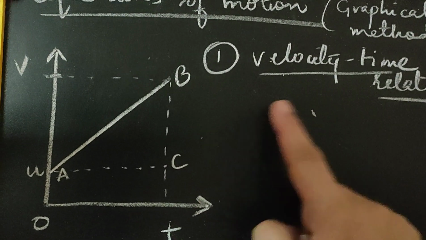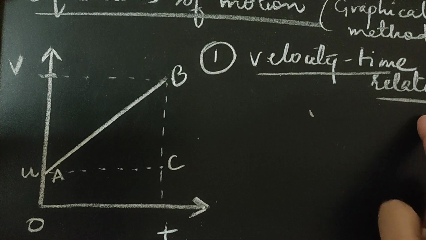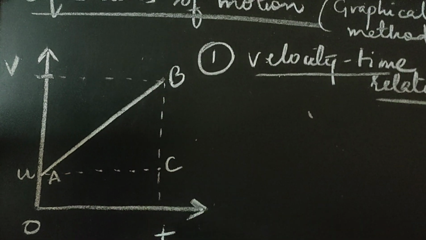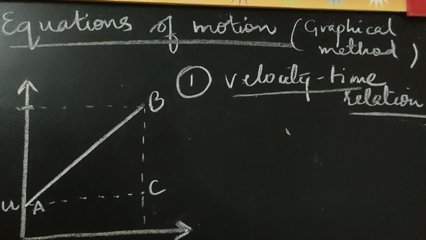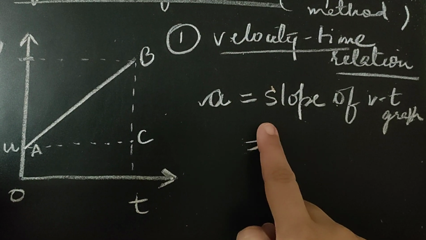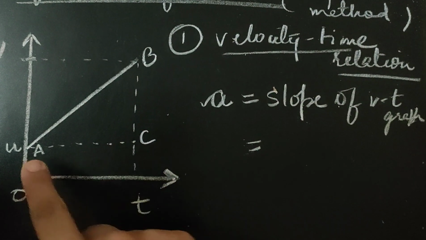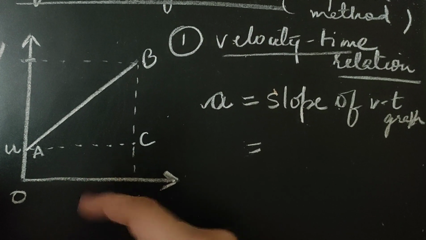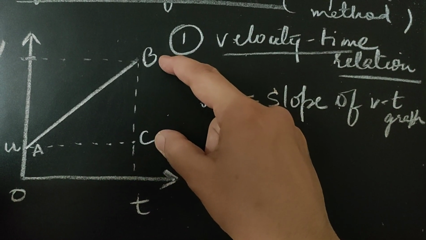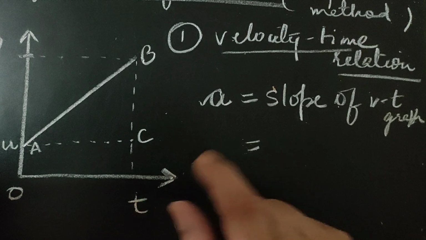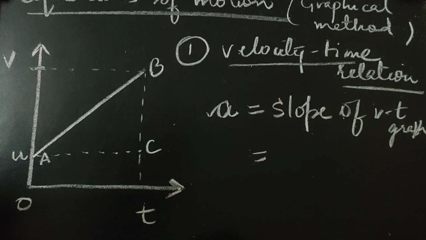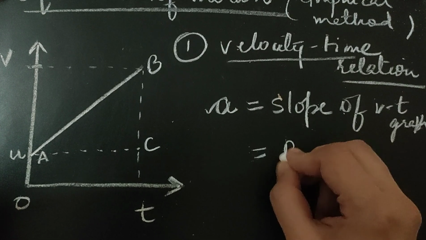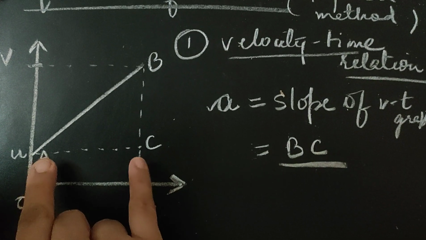Now, to calculate this velocity time relation, I have to calculate the slope of this graph. Slope of the VT graph is its acceleration. Slope is calculated as the change in the y coordinate divided by change in the x coordinate. So this height of the triangle divided by this base of the triangle. This is something we've already done when we calculated the slope from a VT graph.